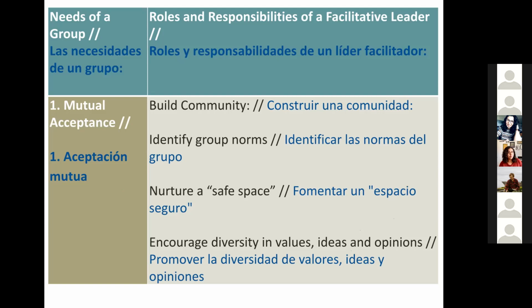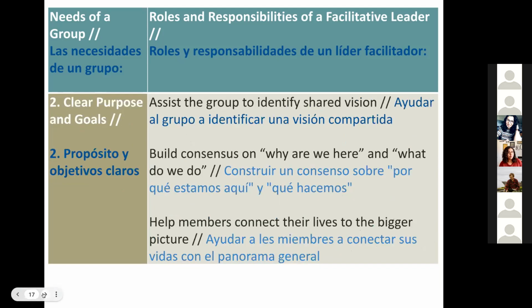All right, let's go to the next slide. So need number 2, shared purpose and goals, or a clear purpose and goals. Some of the responsibilities in that case are assisting the group to identify a shared vision, building consensus on why we're here and what we do, and also helping members of the group connect their lives to the bigger picture. Are there any other responsibilities people thought of, or any examples that came up as you talked about how to meet this need?